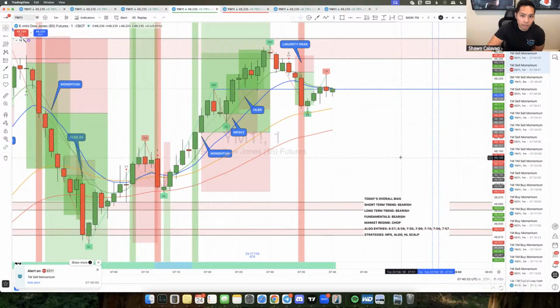All right, so we have a high right there with the red candle. This thing could come back down further. I'll do some updates in a second.